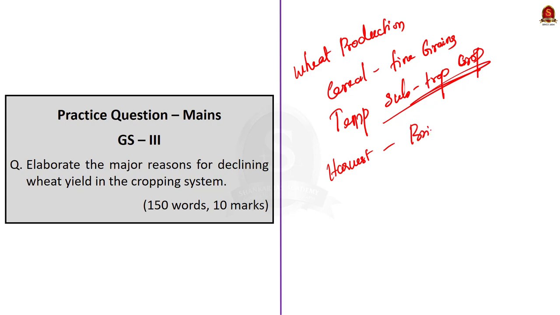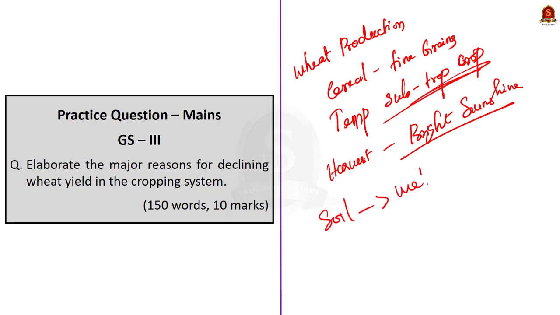And it is grown under irrigated conditions and sometimes under rain-fed conditions. The soil type required is well-drained loamy soil. Major wheat producing countries include USA, Canada, Argentina, Russia, Ukraine, Australia and India. And we saw some details about major wheat producing states in India. And after that we saw why wheat is important for India.